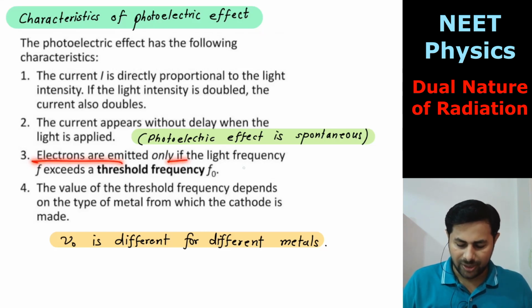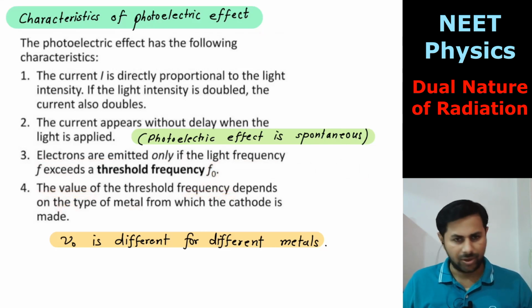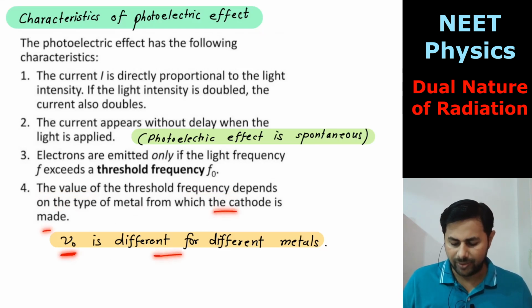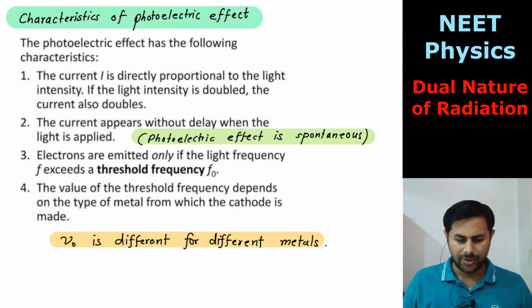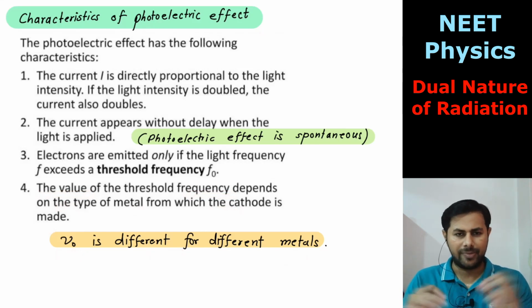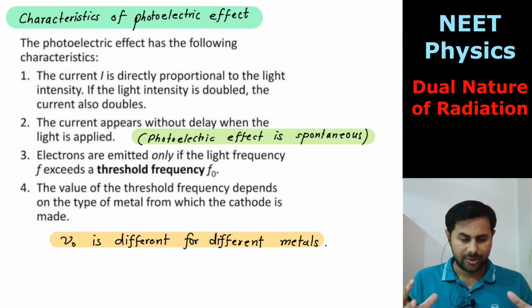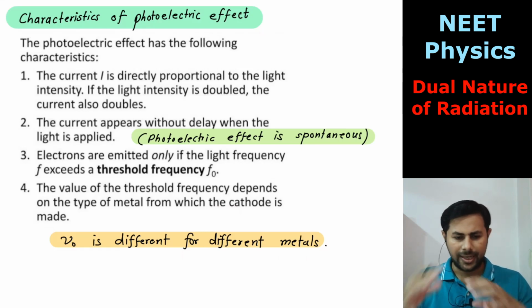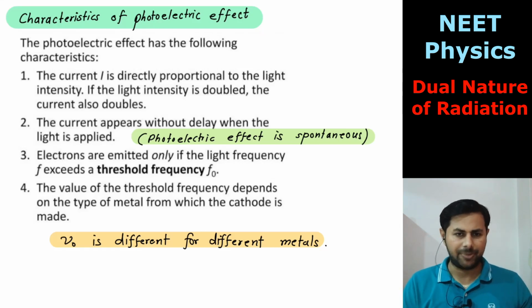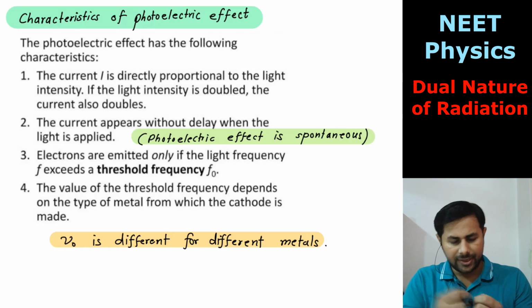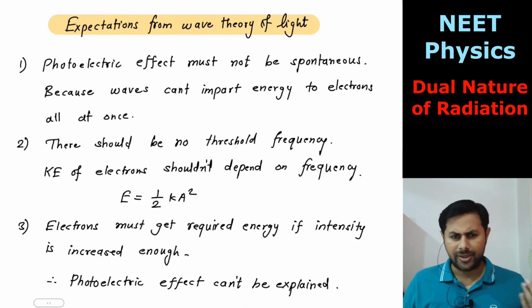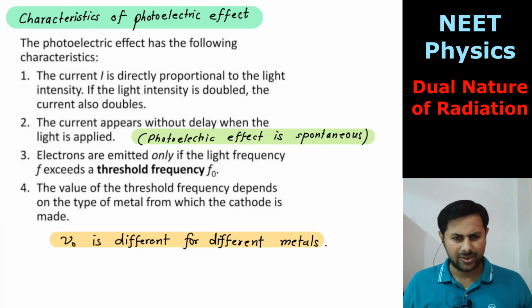The electrons are emitted only if light frequency f exceeds the threshold frequency f naught, or we are calling it nu and nu naught. The value of threshold frequency depends on the type of metal. So this threshold frequency is different for different metals from which the cathode is made. So nu naught is different for different metals, because you can imagine that electrons will be surrounded by different kinds of atoms, different kinds of ions, and the density of those ions in the surrounding will also be different. That's why they will need different amounts of energy to come out of different kinds of metals. So that is like common sense.